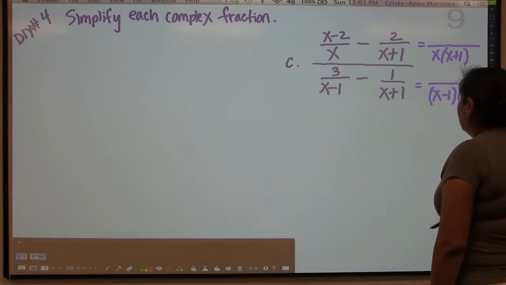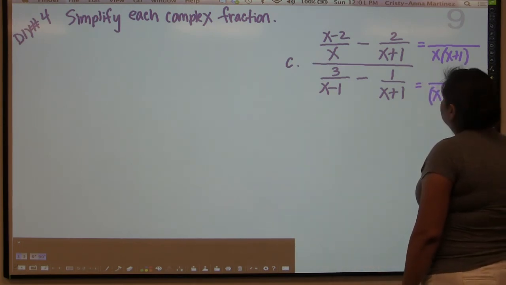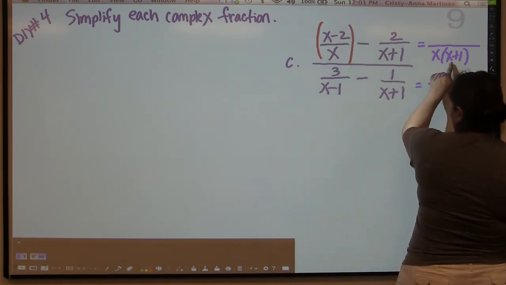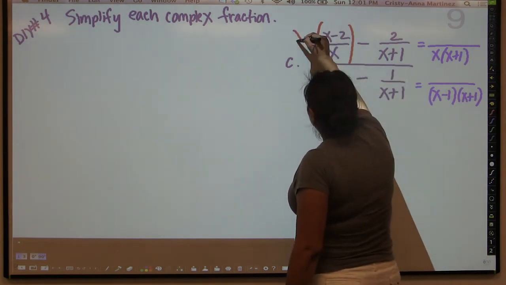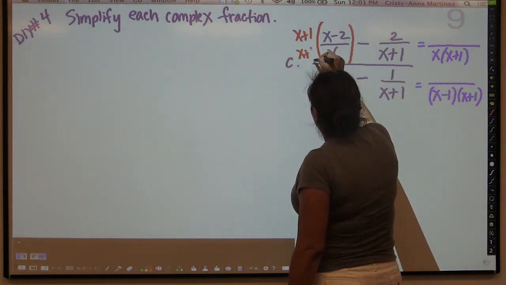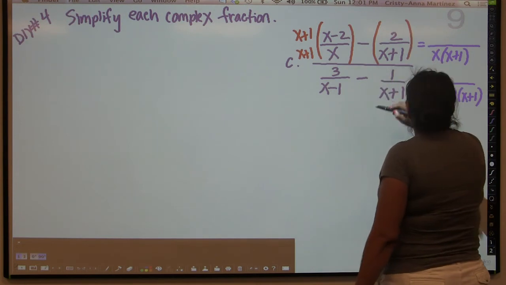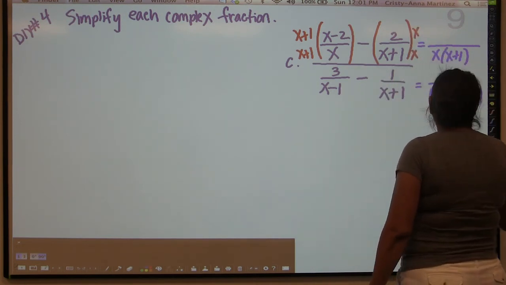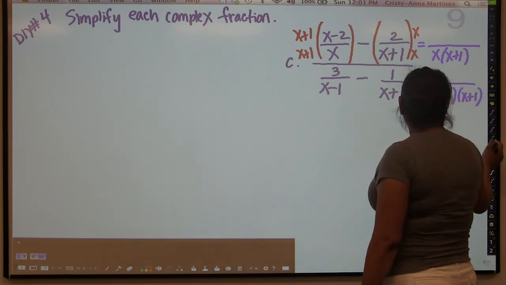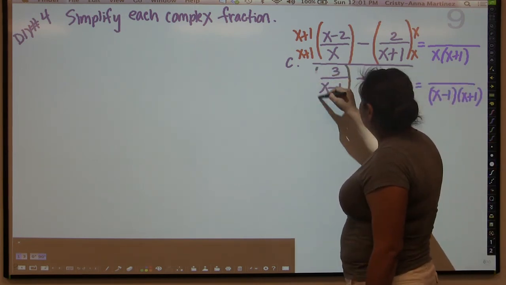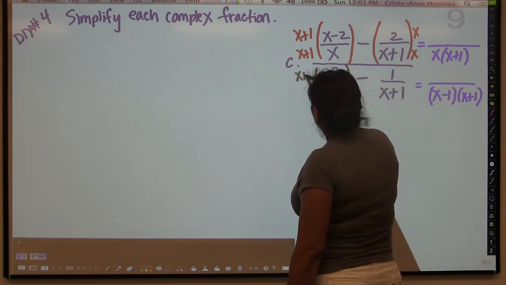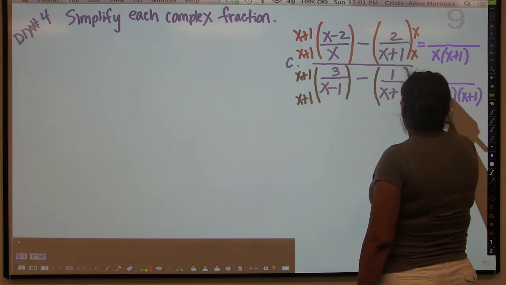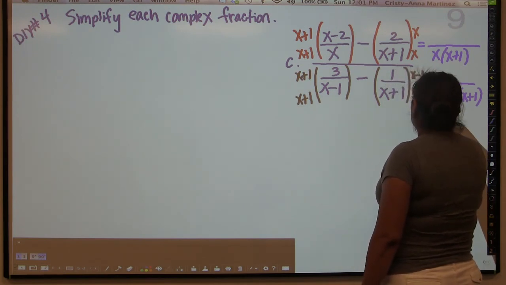Alright? So what I'm going to do is multiply this fraction by what it's missing as far as the common denominator. So it's missing the x plus 1. So I need to do that and that on that side. And this fraction is missing the x. So that times that to get the common denominator. On the bottom, this fraction needs to get multiplied by x plus 1 and x plus 1. And this fraction needs to get multiplied by x minus 1 and x minus 1.